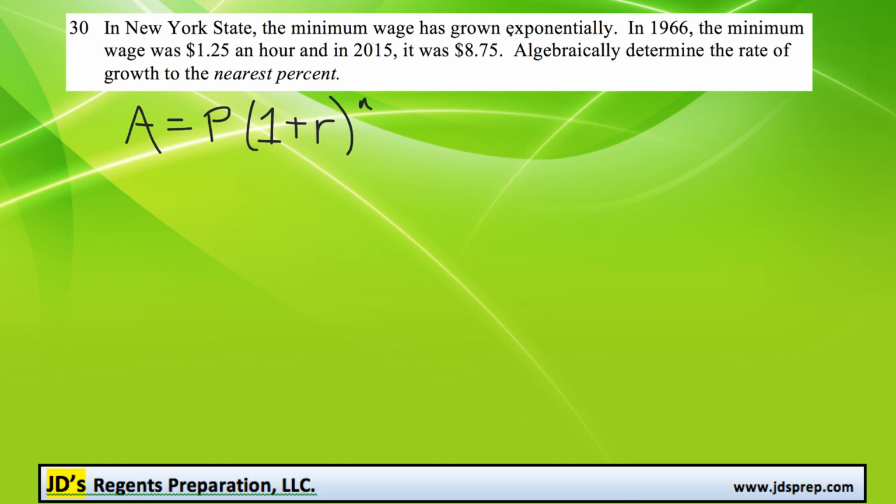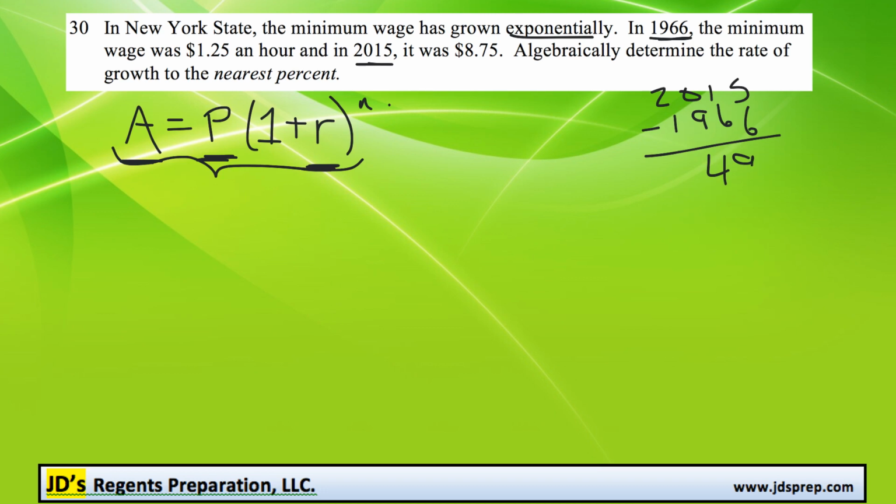Well, since we're dealing with an exponential equation, we can use the general format for an exponential formula, as you can see here. This is kind of similar to a compound interest formula, where A represents the final amount of money, P is the principal or starting amount, R represents the rate of increase or decrease, and N is the number of years in this case. So we can find the number of years just by taking 2015 and subtracting 1966, which gives us a difference of 49 years.